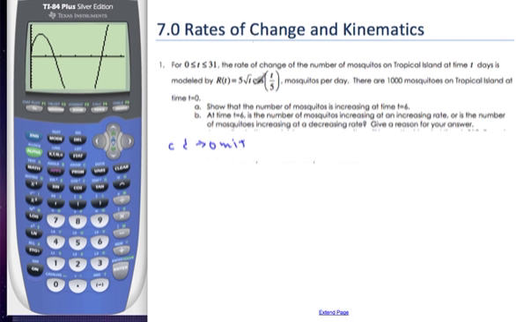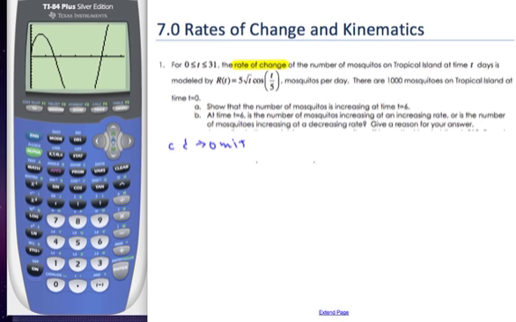Today we're going to look at rates of change. We have a problem here with mosquitoes on the island, and it says that the rate of change of the number of mosquitoes is given by this equation here. So this is key. This is the equation for the rate of change. That means this is the derivative already. It's talking about how the mosquitoes are changing.